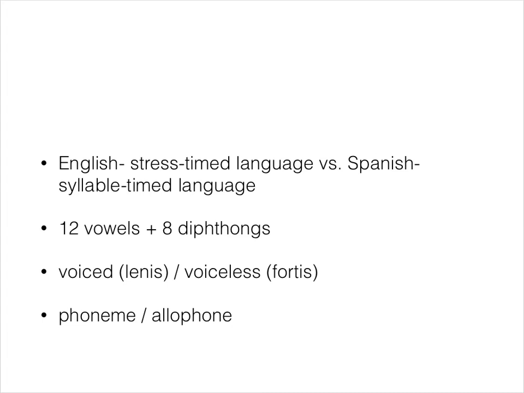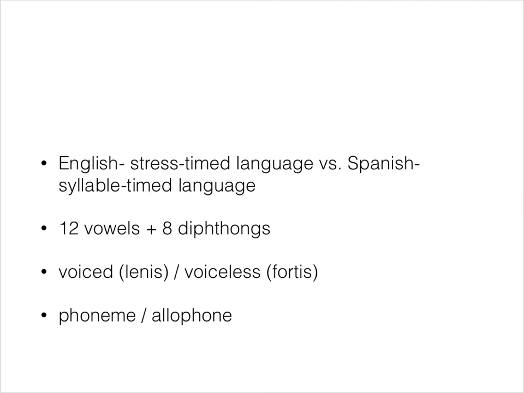In Spanish, how many vowels do we have? 5. In Spanish we have 5 vowels, in English we have 12. And then 8 diphthongs as well. But pure vowels, you have 12 different vowels. Even if you write 5, in pronunciation you have 12.